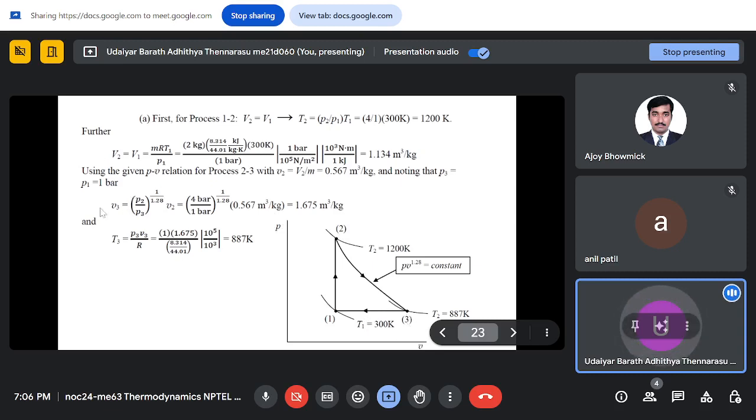Since PV raised to power 1.28 is constant, we can find it using that relation. So v3 is P2 by P3 raised to power 1 by 1.28 into specific volume. This will give me specific volume at 3 as 1.675 meter cube per kg. Using this and the ideal gas equation, we can find the temperature at state 3, which comes out to be 887 Kelvin.